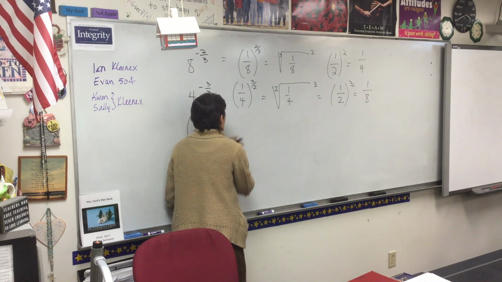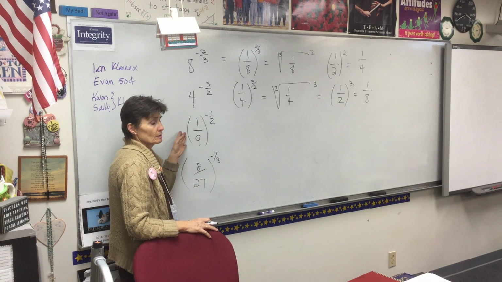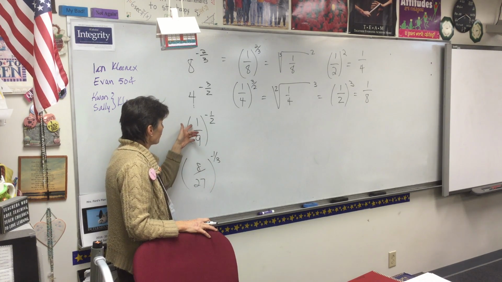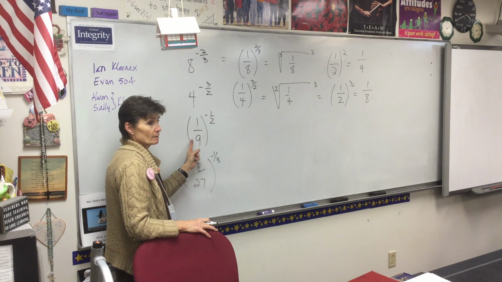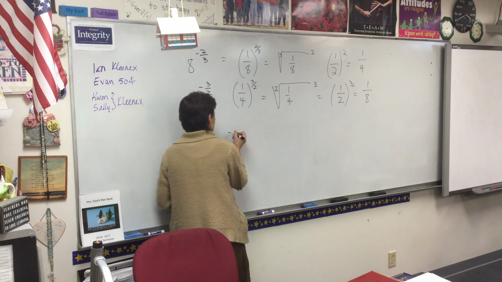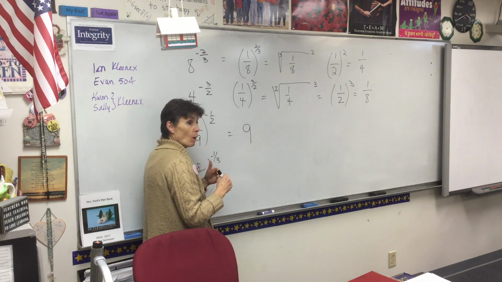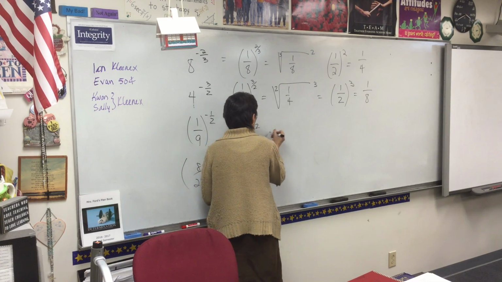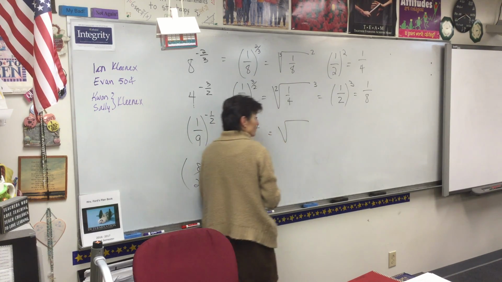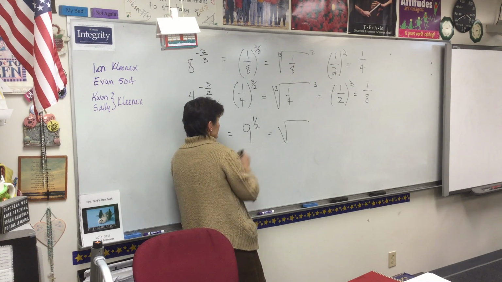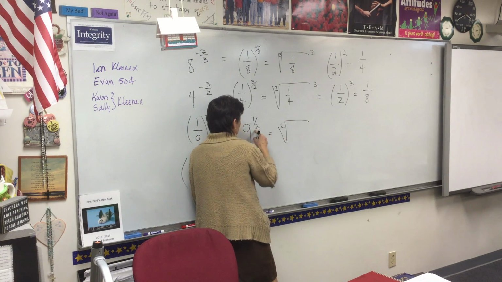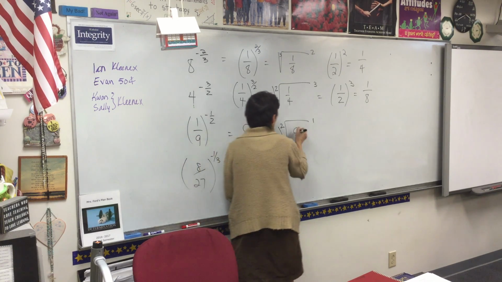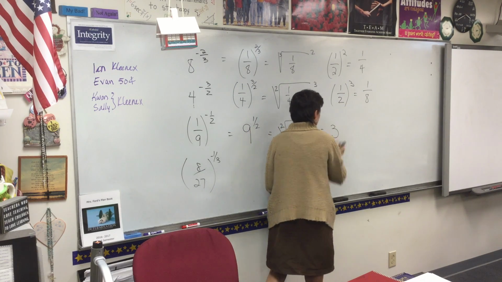All right. Now, here we go. If we just keep practicing, we're going to get better. What do I do first? Flip it. So that's going to become 9, or 9/1. I'm just going to write 9 to the positive 1/2. That's a radical. What radical is it? Square root, first power. So the square root of 9 is 3 to the first, and that's just 3.